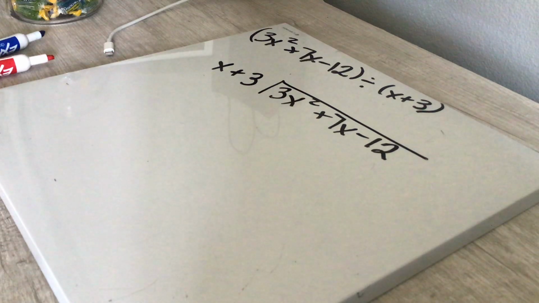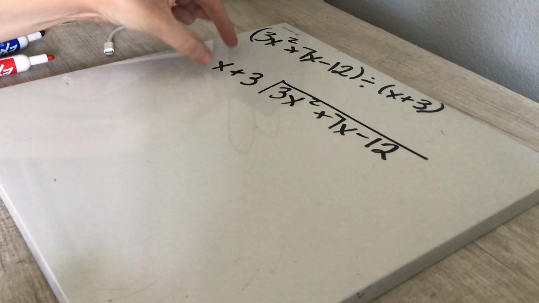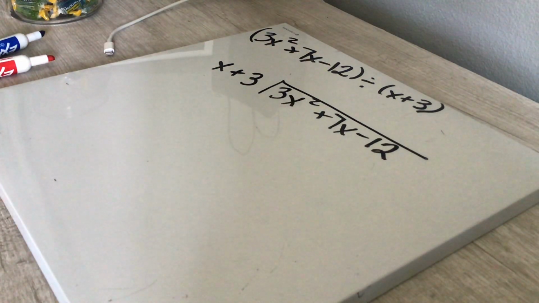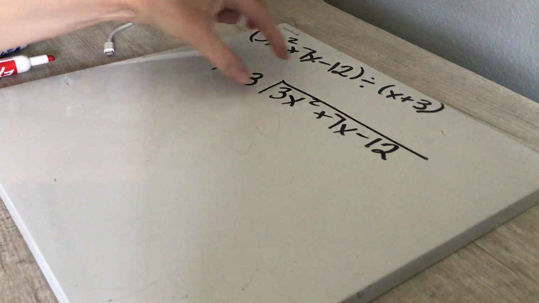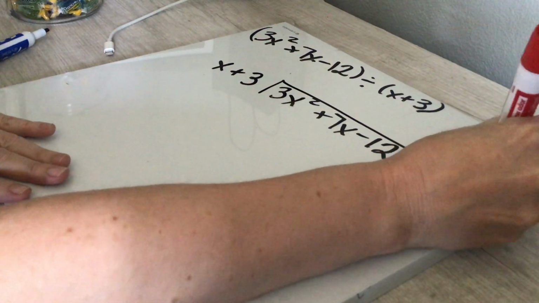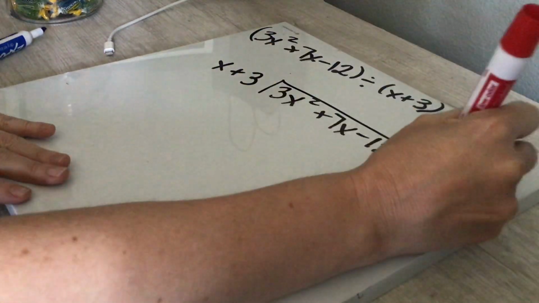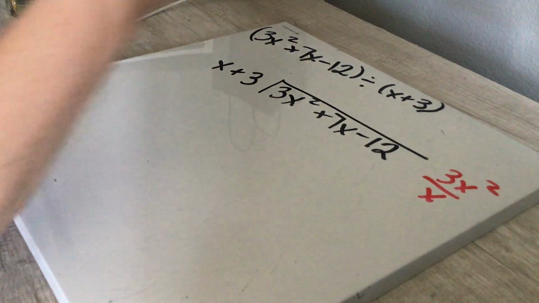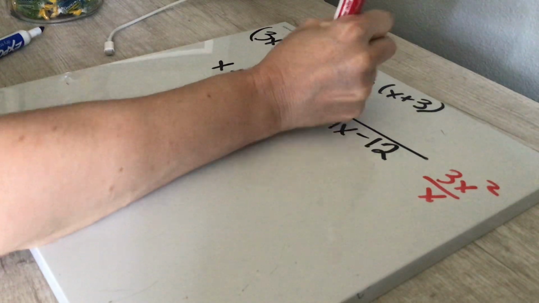The first thing you're going to do is take just this first term, because it needs to be in standard form, and see how many times this goes into this first term. So we're going to do 3x squared, because that's the first term here, divided by x. And you get 3x. So 3x is going to go here.